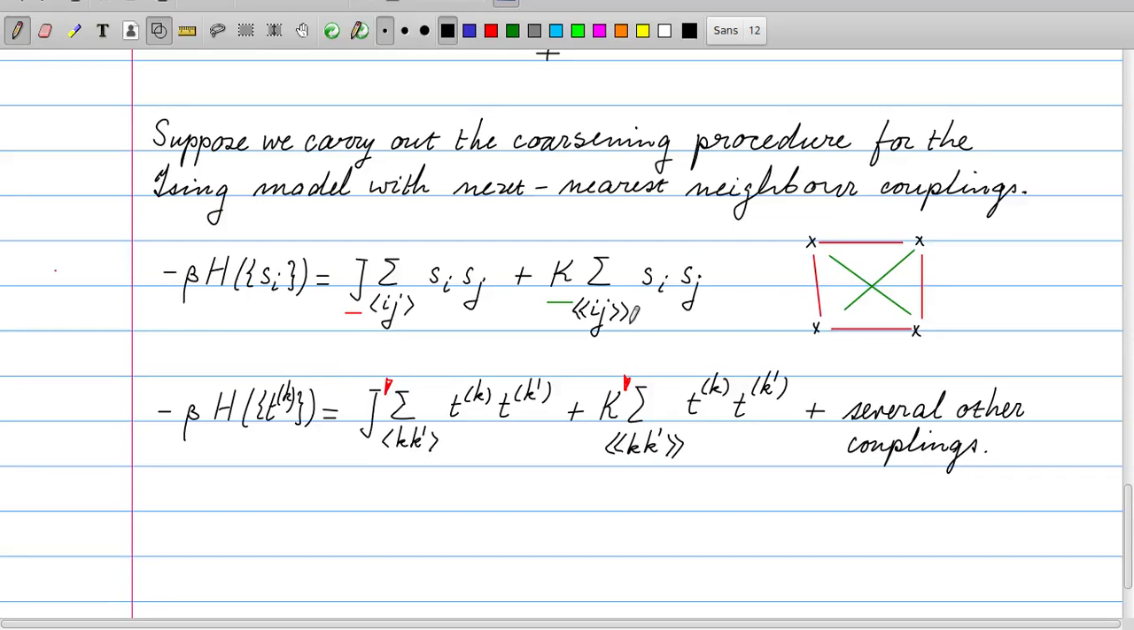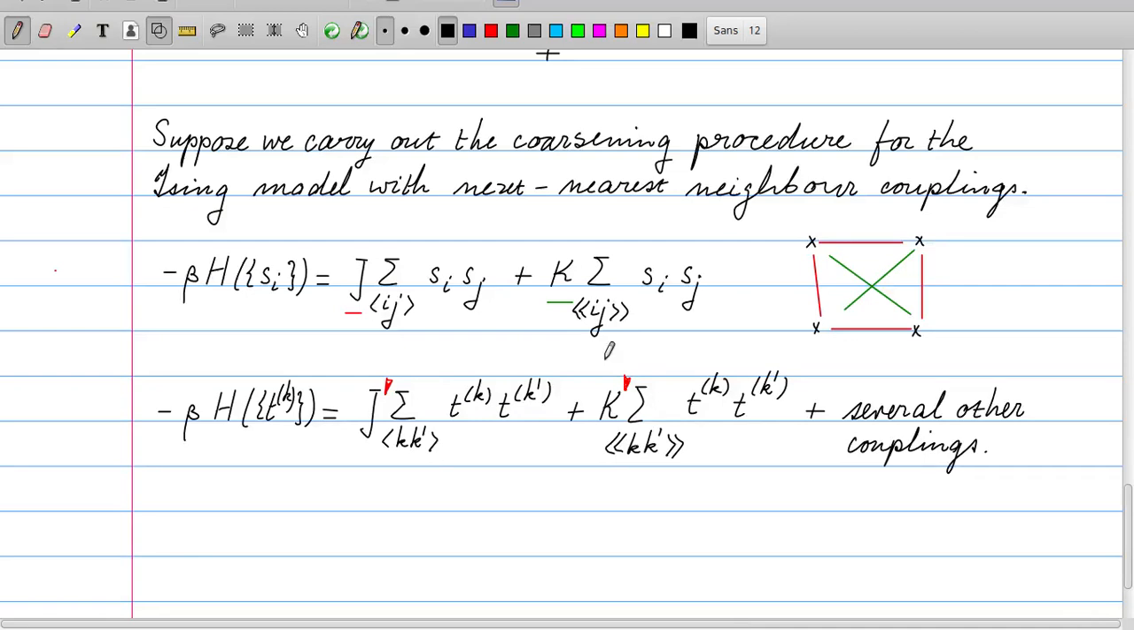What is important is that if we do this procedure, the J is not guaranteed to remain the same. It may change its value. For example, if we are in a high temperature phase, and there is already a weak coupling between the Si and the Sj, if we then take plaquette spins that are even farther apart, it's likely that this J primed is going to be smaller than the J.